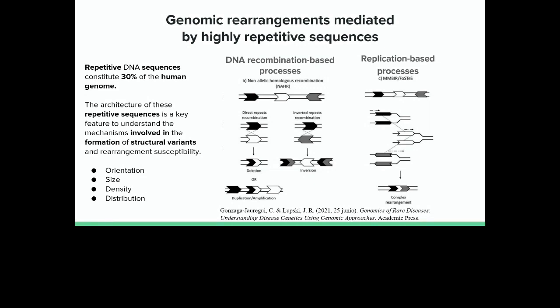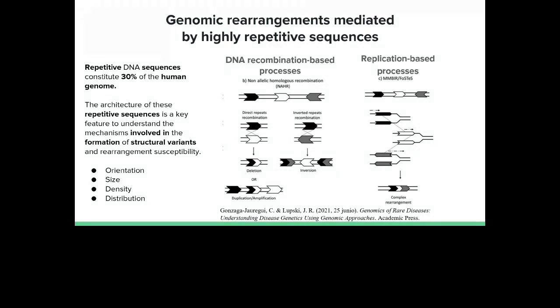architecture of the repetitive DNA sequences, as it is 30% of the human genome, because based on their features like orientation, size, density, and distribution, it is possible to know what regions in the genome are prone to instability or more susceptible to rearrangement formation.